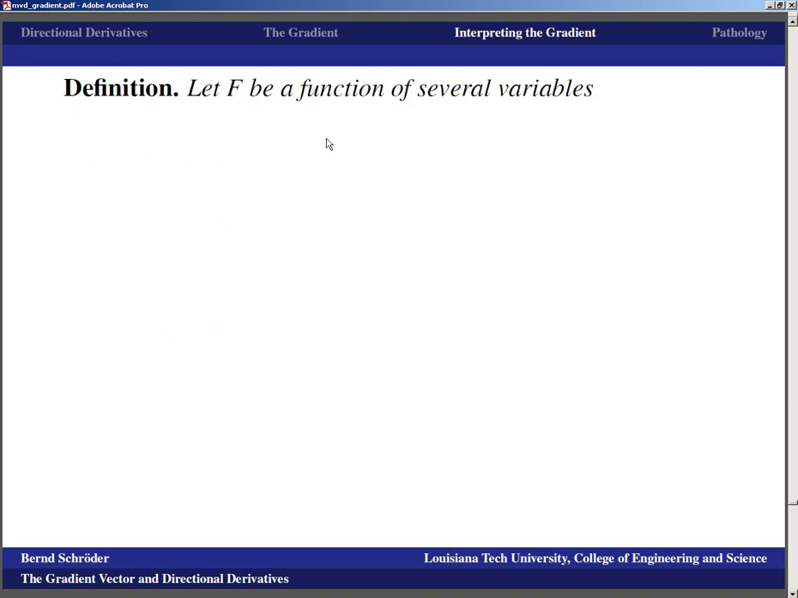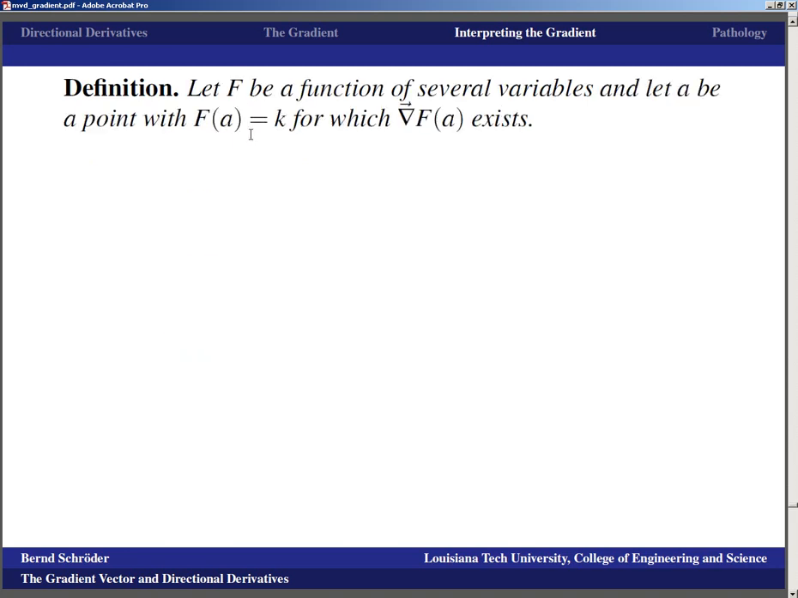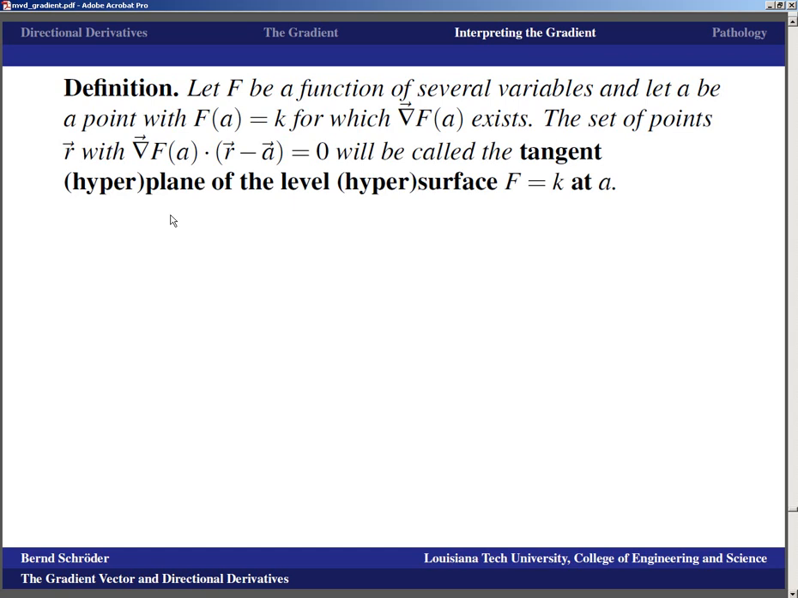And the definition is, if we have a function of several variables, and we have a point with f of a equals k, for which the gradient at that point a exists, then the set of points R with gradient of f at a dot r minus a equals 0, that's the vector equation of a plane, right? Normal vector dot something that ought to be in the plane is supposed to be equal to 0. That set of points will be called the tangent plane or hyperplane of the level surface or hypersurface f equals k at a. And so don't mind the hyper part here.